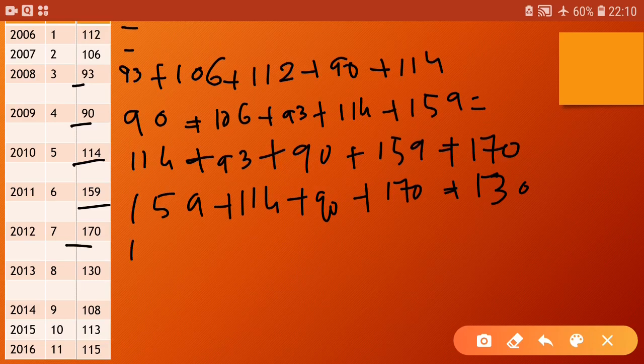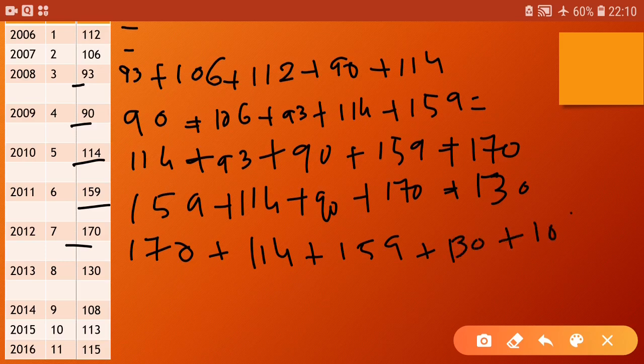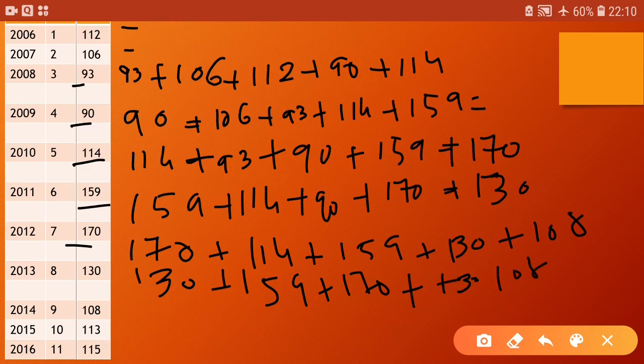Then I am talking about the 7th year. So you will be taking 170, 2 up 114 plus 159 and 2 down 130 plus 108, then 130 plus 2 up, so 159 plus 170 and 2 down, it is 130, sorry, it's 108 plus 113, and now last year it's 108 plus 2 up 170 plus 130 and 2 down 113, 115.